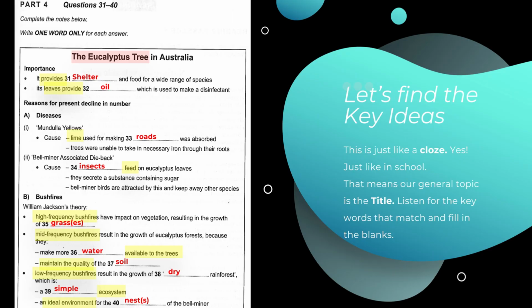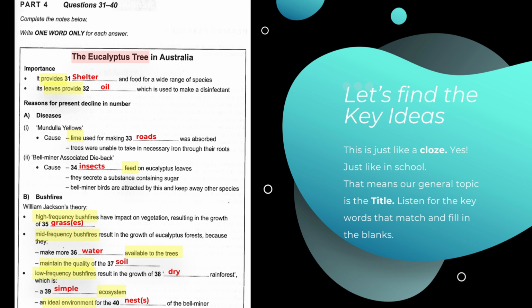So here, provides what? Shelter. Its leaves provide. So it's another one. We had provides, but the nice thing is this is going to happen in order, right? So we know this first provides, we hear, is going to be that answer. And maybe the second or third, but it's more specific. It says leaves. What do the leaves of the tree provide? Oil. That's how we found the second answer. Lime. Okay, lime is an easy word to hear. So that makes us listen actively. Oh, lime, I heard lime. Roads, that's what it is.